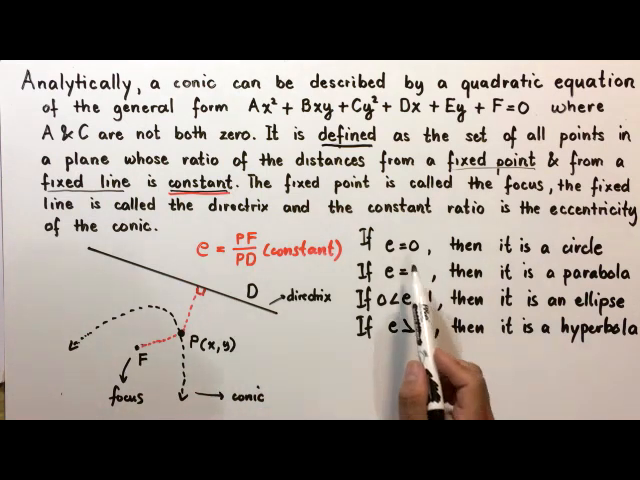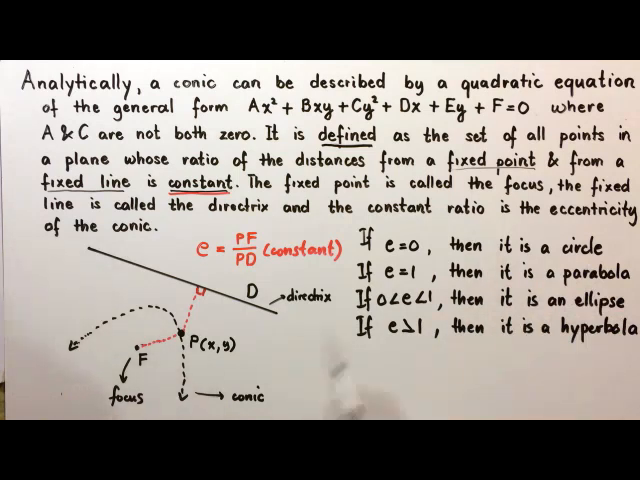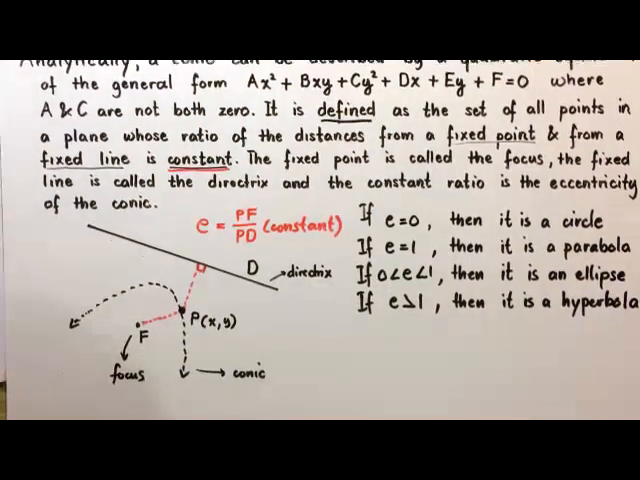If the eccentricity is 0, the ratio is 0, then it is a circle. If the eccentricity is 1, then it is a parabola. If the eccentricity is less than 1 but greater than 0, then you have an ellipse. If the eccentricity is greater than 1, then you can have a hyperbola there.